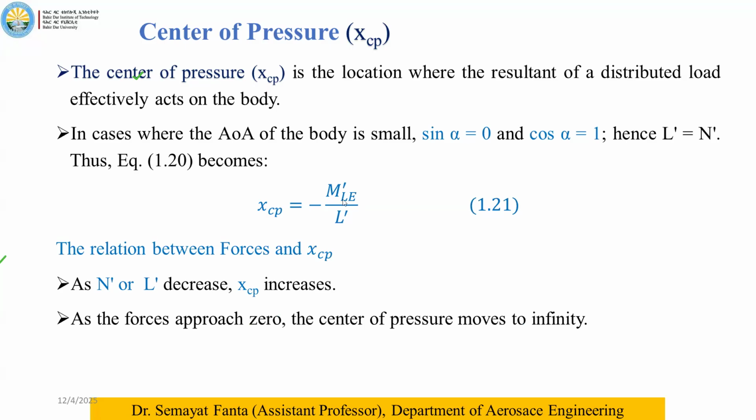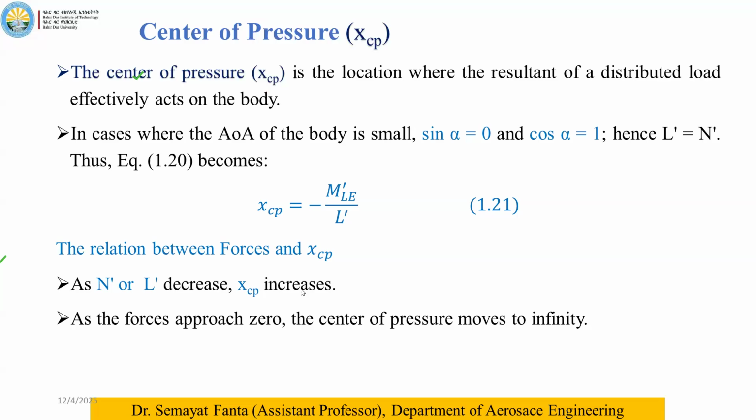In this case, if the normal force N or lift L decreases, XCP increases. That means the center of pressure shifts backward. This is about the stability and control condition of the aircraft. If the lift force is small, it means XCP is large.